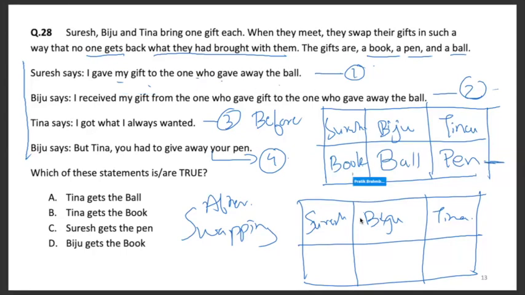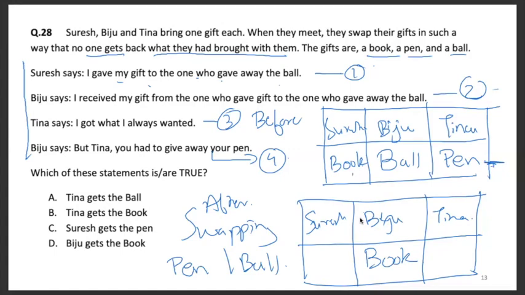Suresh is giving the book to Biju, which means Biju gets the book, and Biju gives away the ball to somebody else. Once Biju gets the book, I'm left with two gifts yet to be swapped. One is the pen and one is the ball. Now Tina, because she came in with the pen, she cannot have the pen because they don't get the gifts that they brought with.